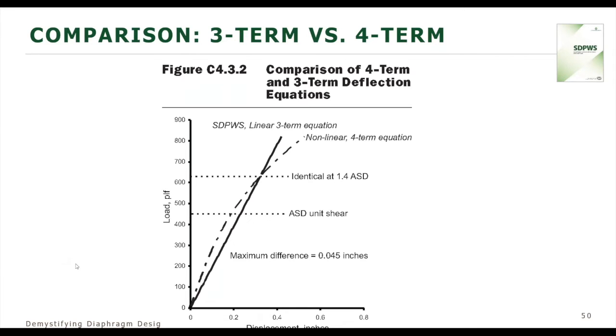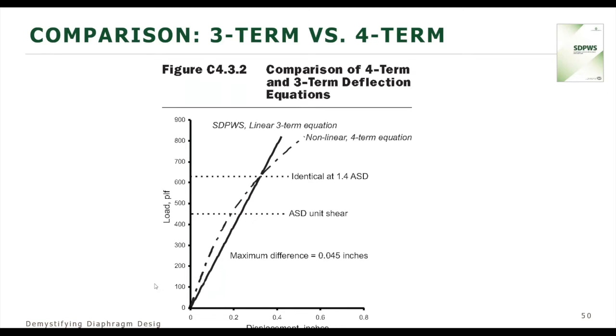And I did mention that the 3-term and the 4-term provided for this particular plot 2 different results, and it's only a maximum difference of about 0.045 inches, which is very insignificant when you think about it. That's less than a 1/16 of an inch.